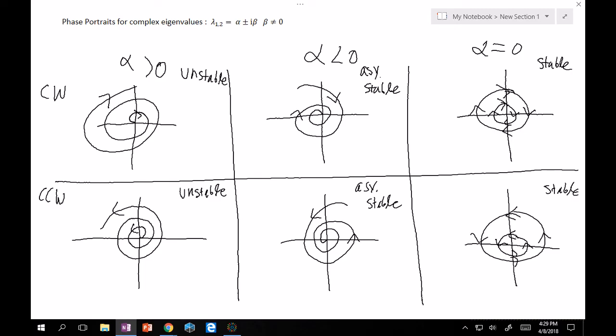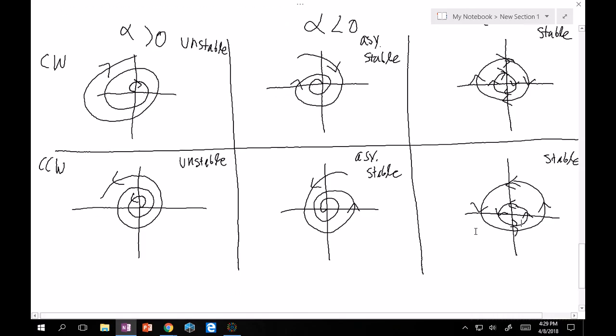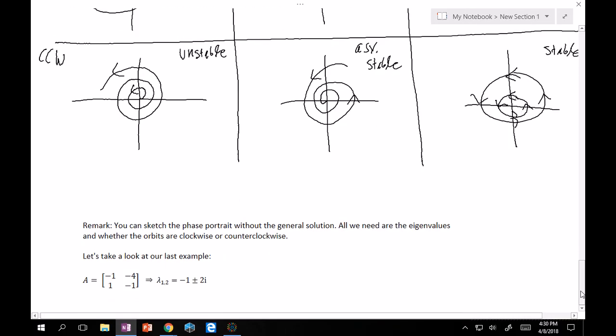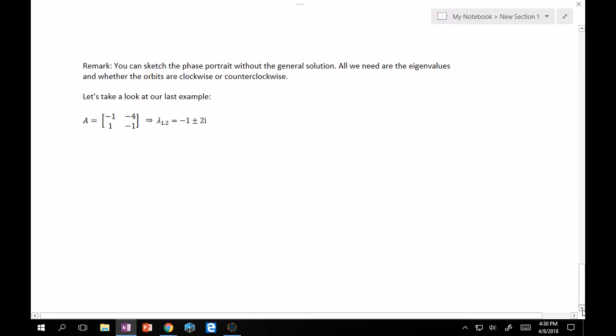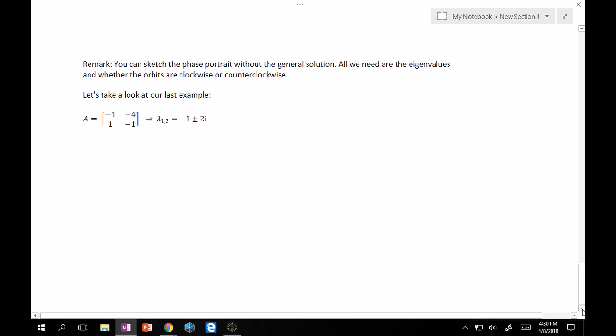If you do a couple of these problems, you'll see that they always fall into one of these six cases, and it's pretty easy to determine which one. So, watch out for that. Okay, this is pretty important. You can sketch the phase portrait without knowing the general solution.